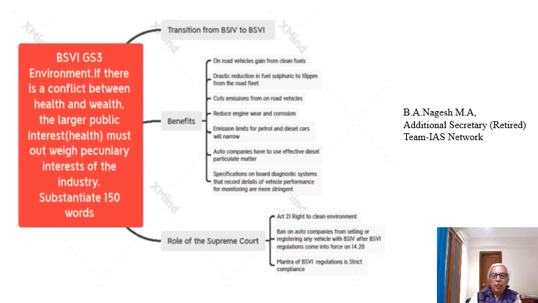On-road vehicles will gain from clean fuels. There will be a drastic reduction in fuel sulfur to 10 ppm from the road fleet. It cuts emissions from on-road vehicles and reduces engine wear and tear. Now, the emission limits of petrol and diesel cars had different standards. Now that will narrow. So what is the obligation on the auto companies? Auto companies have to use effective diesel particulate filters. Then specifications on on-board diagnostic systems that record details of vehicle performance for monitoring are made more stringent. These are the benefits of taking the transition from BS4 to BS6.